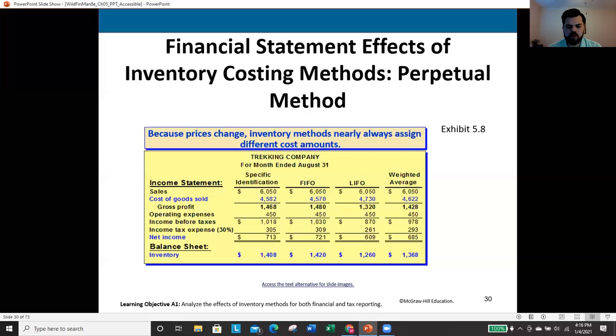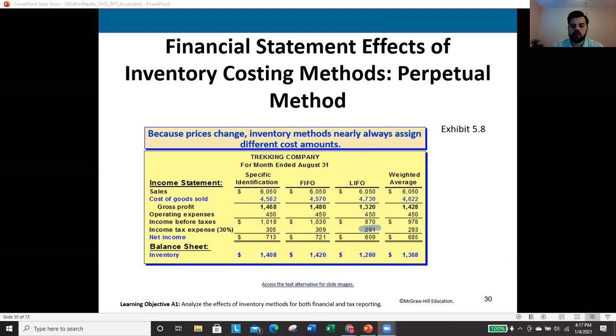So, if my only goal is to minimize the amount I pay the government for taxes, what I should choose is LIFO. Because if you look, with LIFO, we are only having to pay a total of $261 in income tax expense. Whereas with FIFO, we're having to pay over $300. And with weighted average, of course, it's somewhere in the middle. So if my goal is to minimize tax payments, LIFO is the way to go.